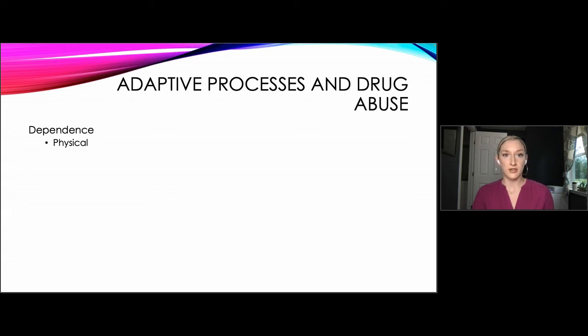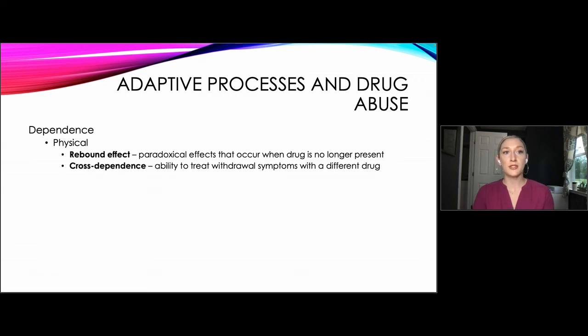The rebound effect is a paradoxical effect that occurs when the drug is no longer present. So these symptoms are opposite to those actually caused by the drug. For example, an alcoholic may be depressed while they're drinking, but then show signs of stimulation and hyperexcitation when they're not drinking. Cross-dependence refers to the ability to treat withdrawal symptoms with a different drug. So methadone is used to treat withdrawal from heroin.